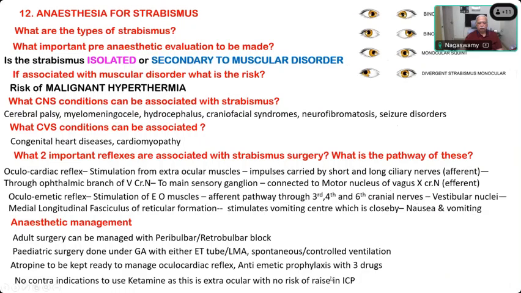So if the examiner asks you, the child is a 3-year-old and there's a lot of separation anxiety, can you administer ketamine to calm the child and bring it inside the OT? You can definitely say yes, you can give. There is no contraindication. Okay?